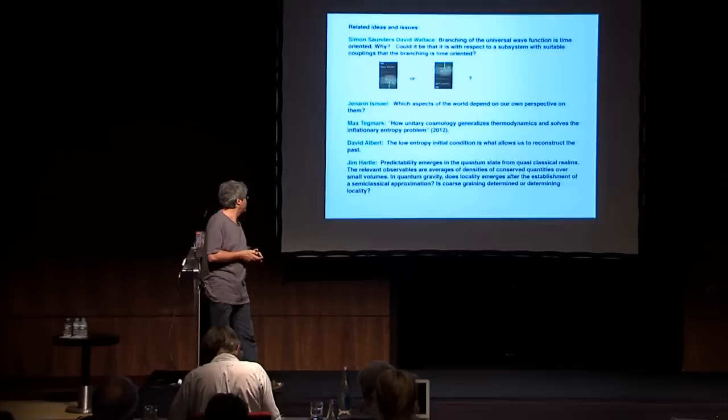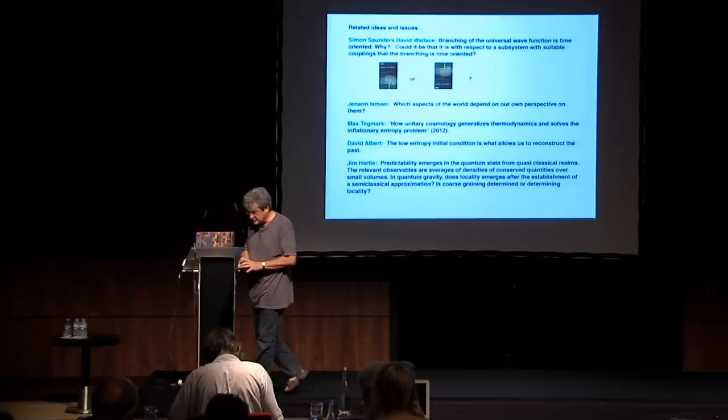And the quasi-classical realms emerge from macroscopic observables, which are average densities in space-time. Now, I'm a bit short of time. I don't want to go too much into that.